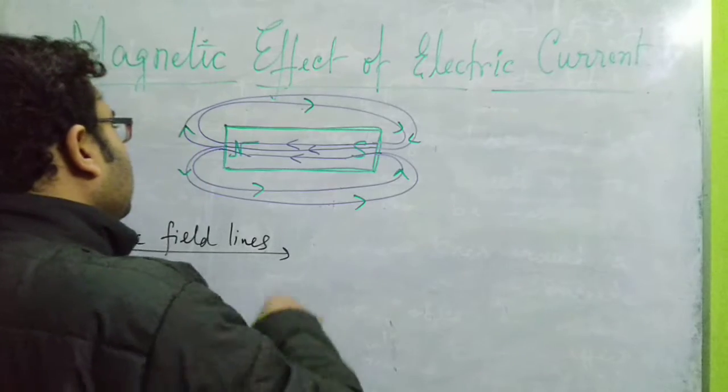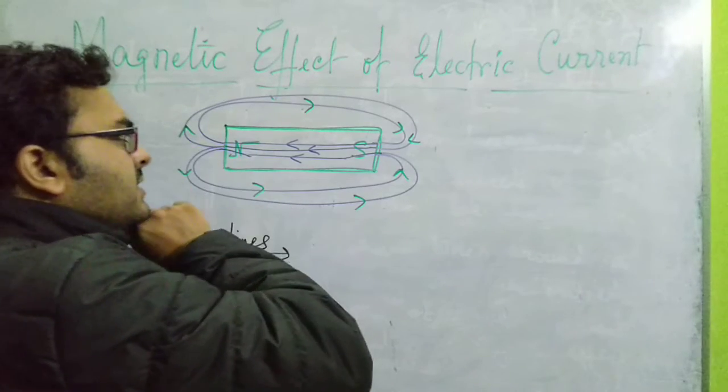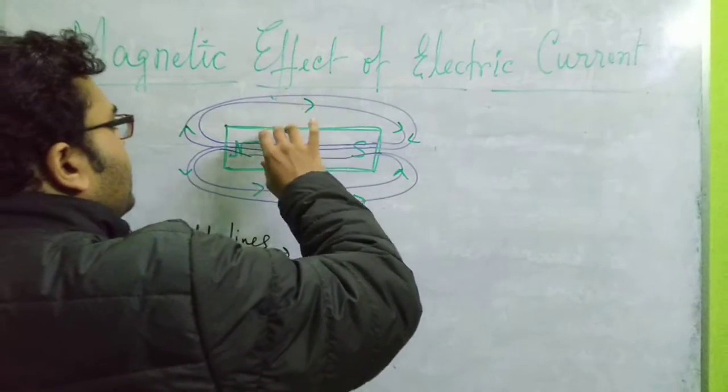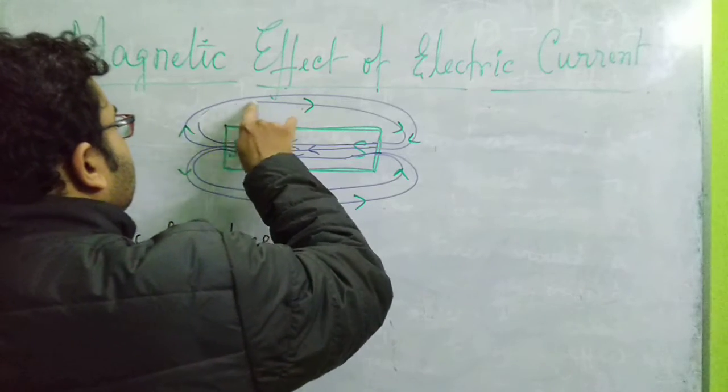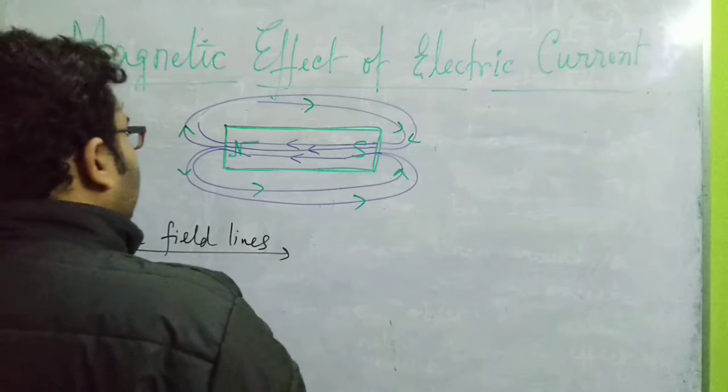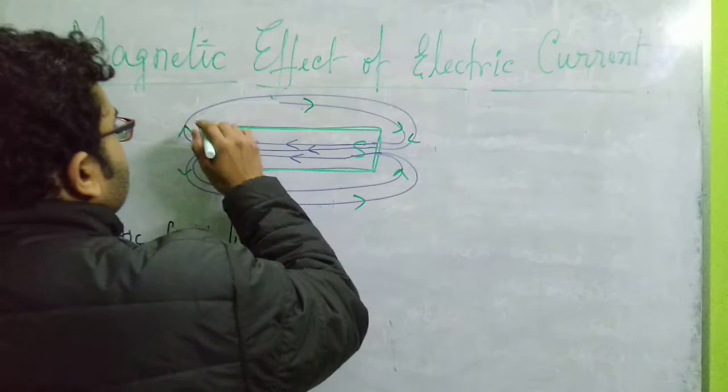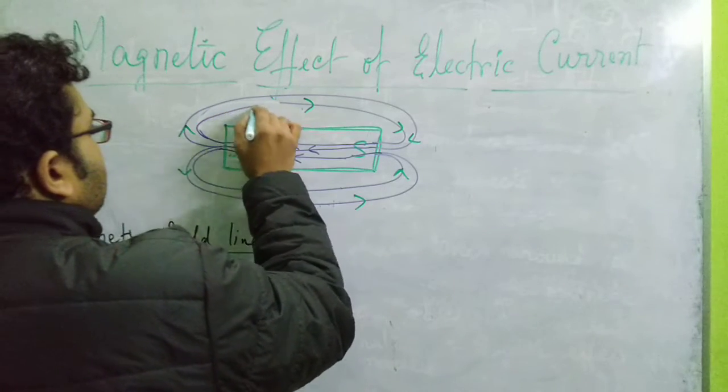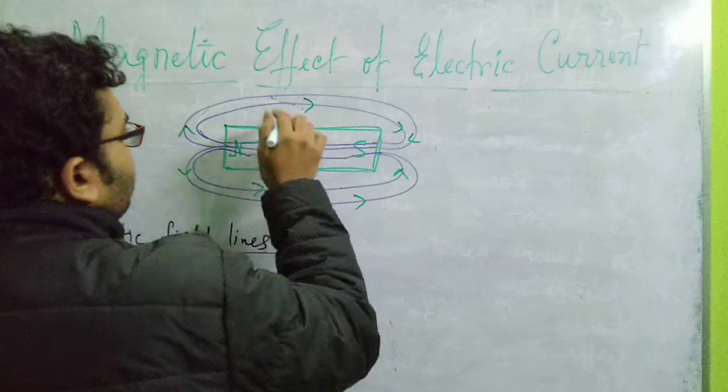Hence the magnetic field lines are most dense near the poles, and in the middle the magnetic field lines are far from each other. Like this, they will start drifting away from each other.